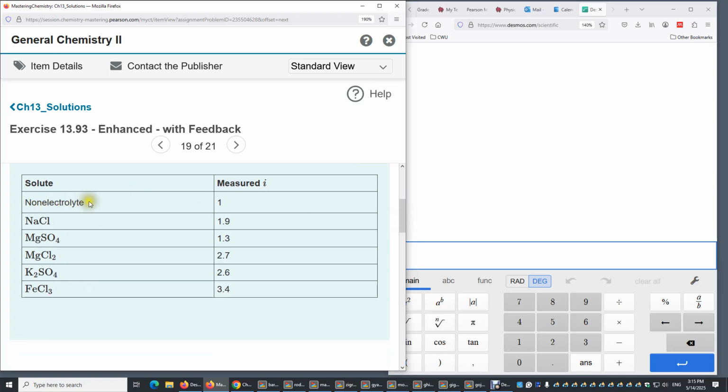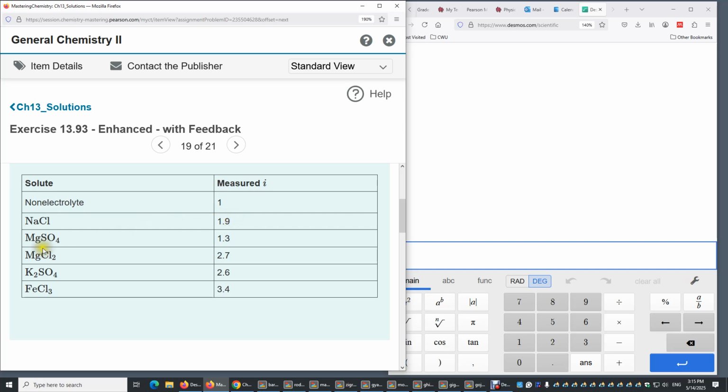A non-electrolyte molecule does not decompose in water, therefore its Van 't Hoff factor is 1. Sodium chloride decomposes into two particles, a sodium cation and a chloride anion. Therefore, its theoretical value of the Van 't Hoff factor is 2. However, because this sodium chloride aqueous solution is not an ideal solution, this Van 't Hoff factor deviates from 2.